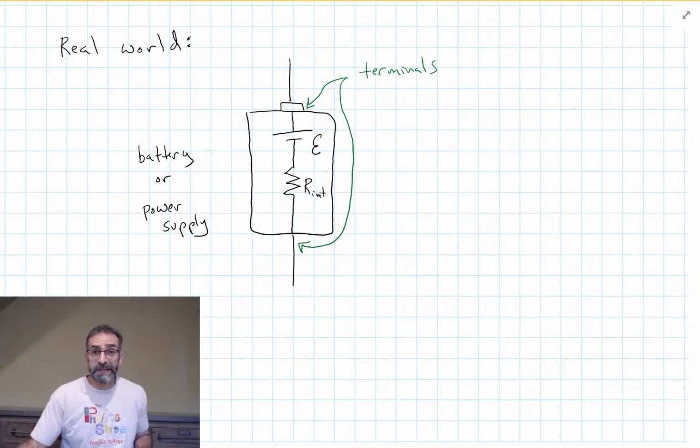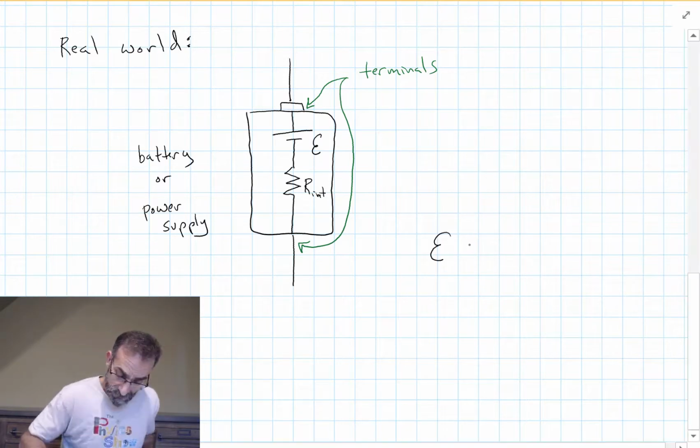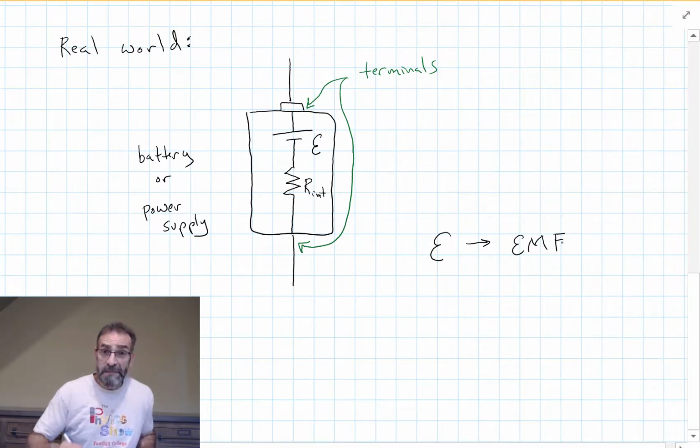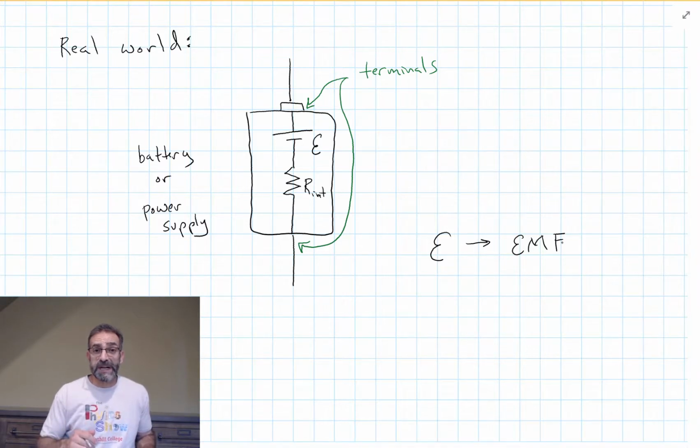Here I've drawn a battery that not only has a source of potential difference inside of it, it also has some internal resistance. The script E stands for EMF. That's the maximum potential difference this battery can produce. That's the labeled voltage on a battery. If this is a 1.5 volt battery, the maximum it's going to produce is 1.5 volts. If it's a 9 volt battery, the EMF of the battery, the maximum we're going to get from that battery, is 9 volts.